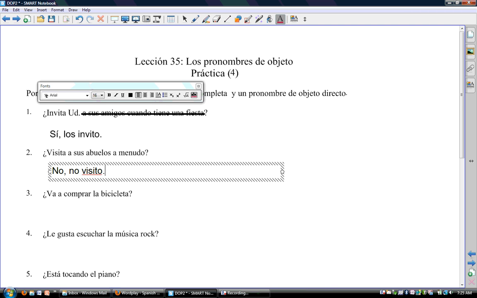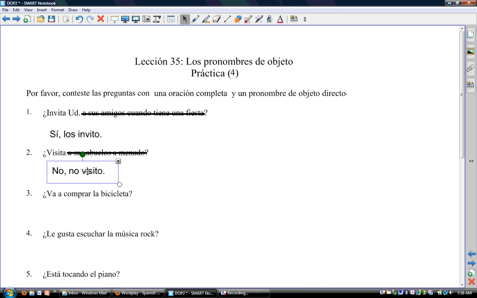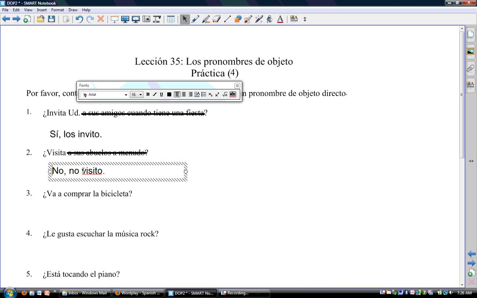And then I have to add in lo, la, los, or las. So I look at the rest of the sentence. In this case, it's grandparents and then often. So what I want to say is no, I don't visit them. Now again, the word I need for them is los. And since I don't have any word that ends with AR, ER, or IR, I just put it before the verb, the action word, visiting.